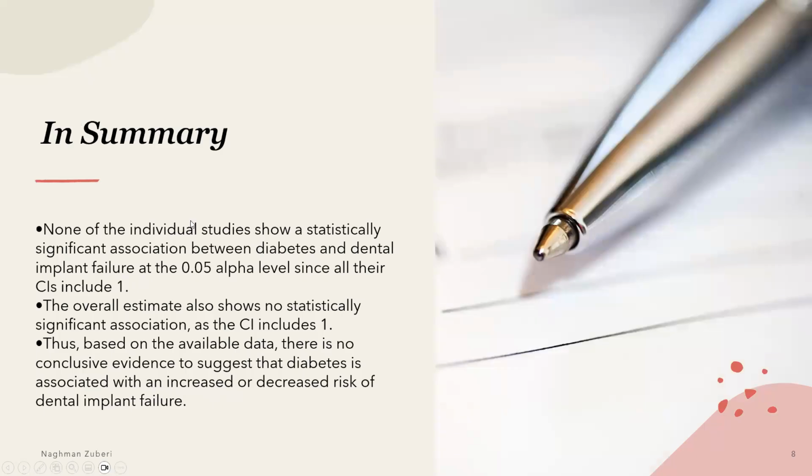So we can say, in summary, none of the individual studies show a statistically significant association between diabetes and dental implant failure at the 0.05 alpha level, since all their CIs include 1. The overall estimate also shows no statistically significant association as the CI includes 1. Thus, based on the available data, there is no conclusive evidence to suggest that diabetes is associated with an increased or decreased risk of dental implant failure.